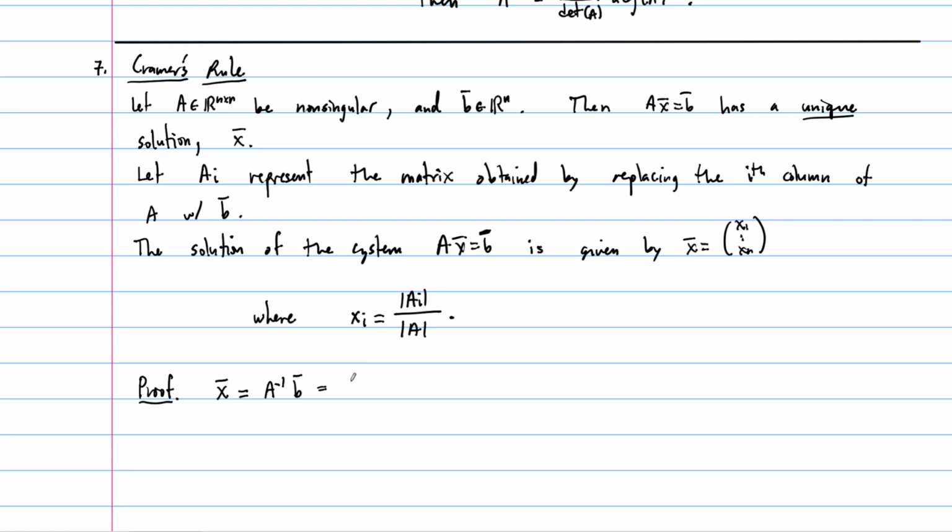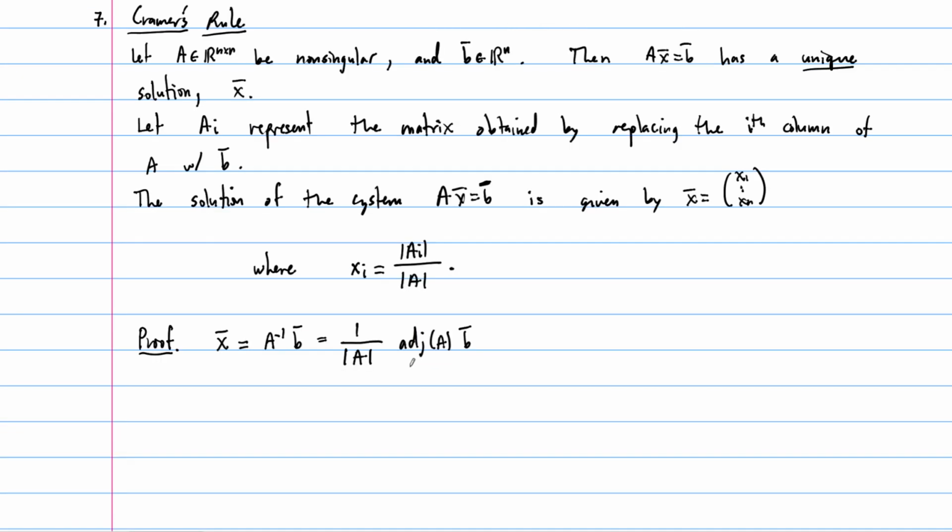So this is going to be 1 over the determinant of A. Let me write it in the same notation I used here: 1 over the determinant of A times the adjoint matrix of A times B. And then the ith entry of this is going to be the ith row of the adjoint times B. We already know the solution is the inverse of A times B, and now we have a different formula for our inverse.